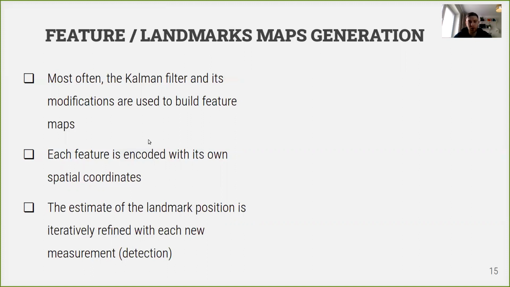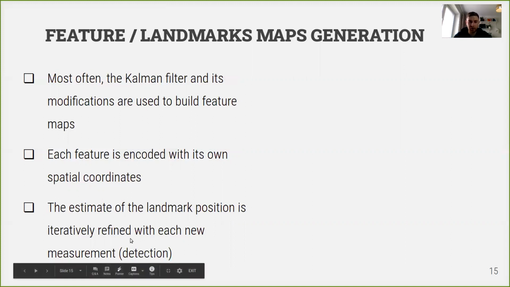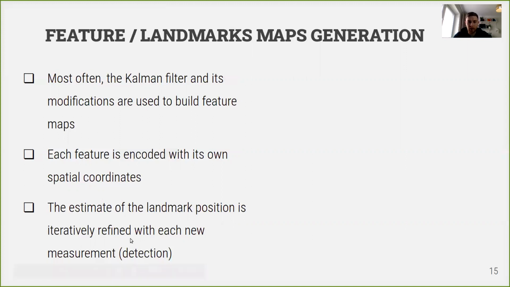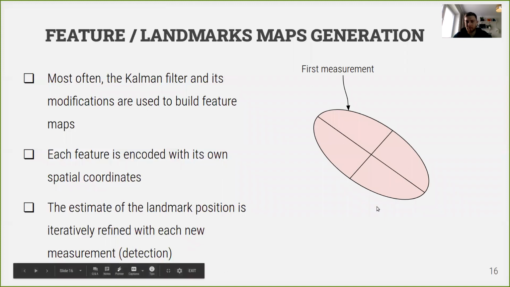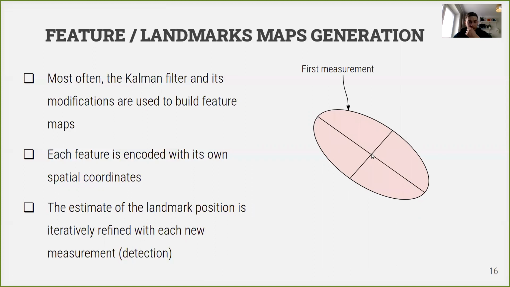And each feature or landmark is encoded with its own position, the same as our robot was encoded with its position. And to estimate landmarks, we iteratively refine their position with each new measurement. So we have a detector which can detect the position of a landmark. And then using Kalman filter, we try to estimate this position more and more precisely with new measurements. So imagine we have a first measurement. This is a Gaussian distribution with mean somewhere here. And this is not quite a precise measurement of the pose of our feature.